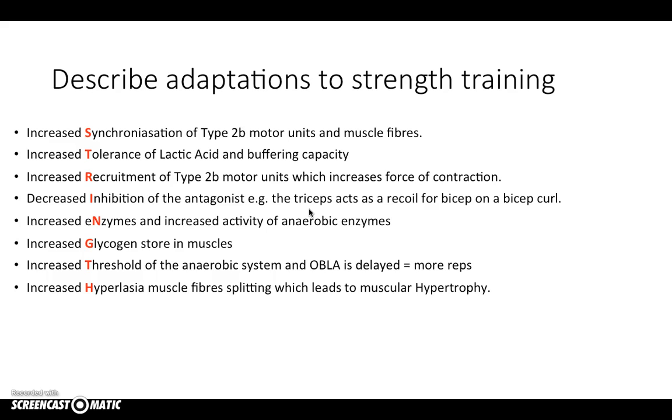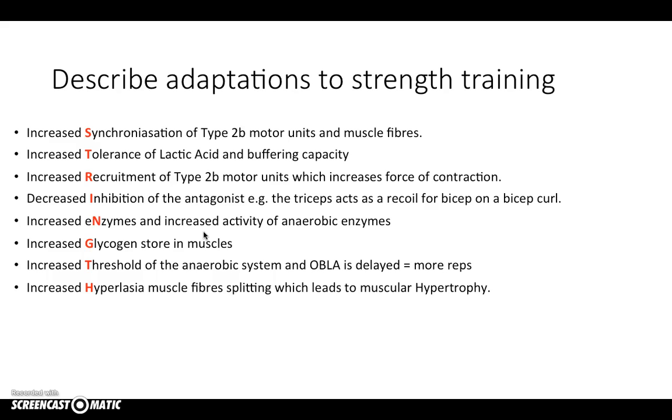Okay, moving down to increased enzymes and increased activity of anaerobic enzymes. This is basically talking about anaerobic enzymes such as PFK, creatine kinase, ATPase. These break down fuels such as our phosphocreatine fuels, our glycogen. This allows for a large contraction. Okay, so more forceful contraction.